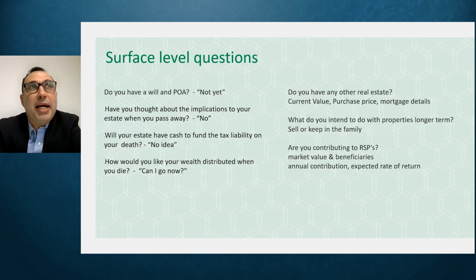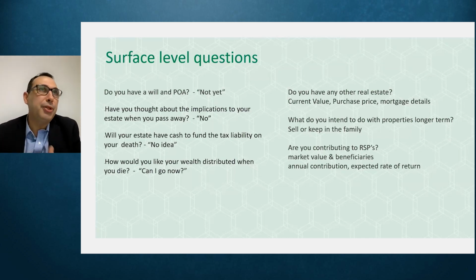Some statistics we have: 58% of Canadians don't have a will or a POA. So, we're not in the legal profession. Of course, clients should have them, but we know that more than half of Canadians don't. So, suggesting they go get a will or a POA is probably not where we want to start.